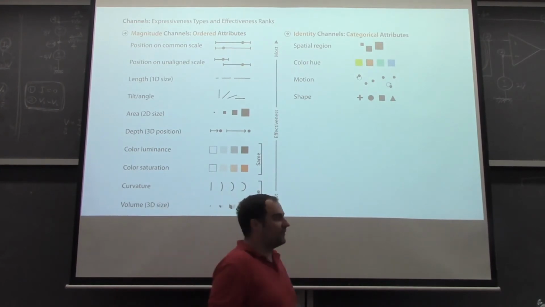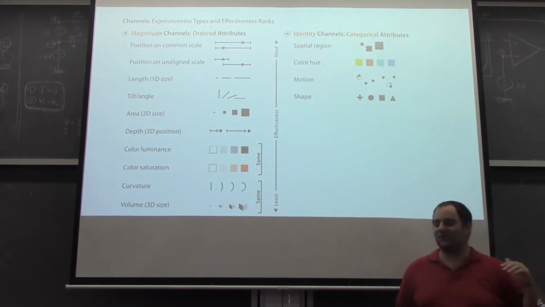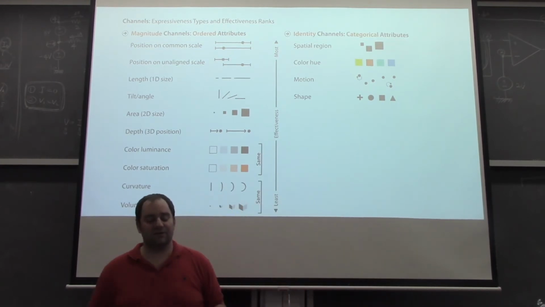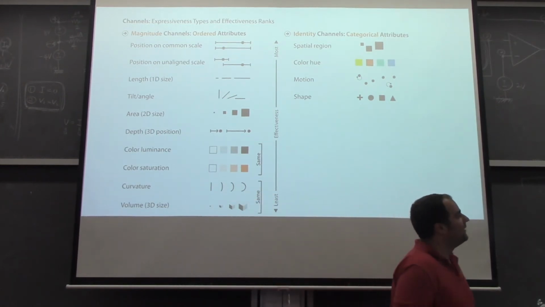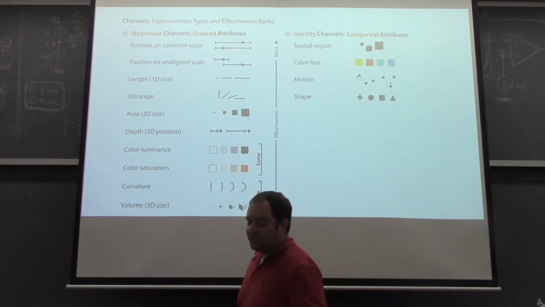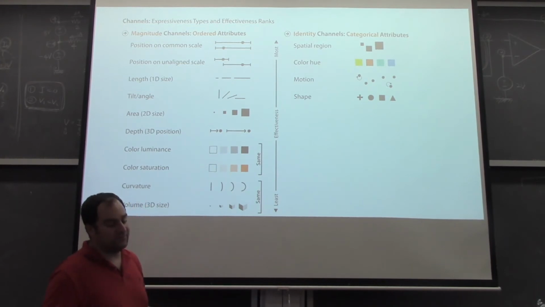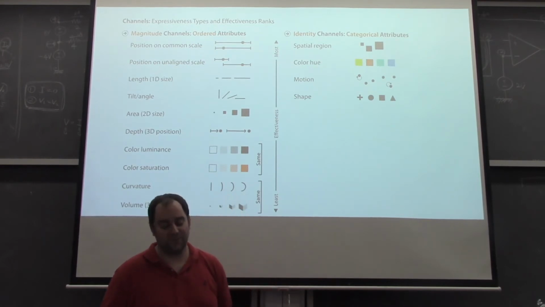This is from our textbook by Tamara Munzner. This table ranks these various channels for magnitude and for identity, ranked by effectiveness. And this is of course based on studies such as the one we've just read to come up with those rankings. So position on a common scale is the most powerful channel for magnitude. Position on an unaligned scale is the second most powerful. Length is the third most powerful. Then we have tilt, angle, area, 2D size, 3D position, color luminance, color saturation, curvature, and volume.